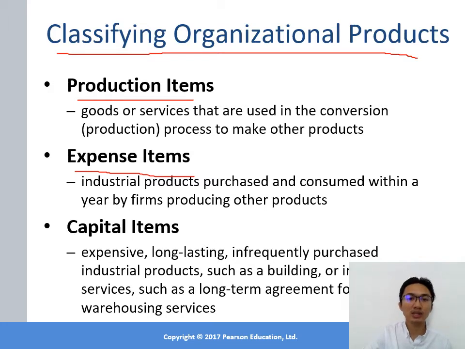The last one is capital items. Capital items are longer lasting. They are expensive and sometimes permanent goods or services. They have an expected life of more than a year. They typically are expected to last several years. An example of this is a building itself.